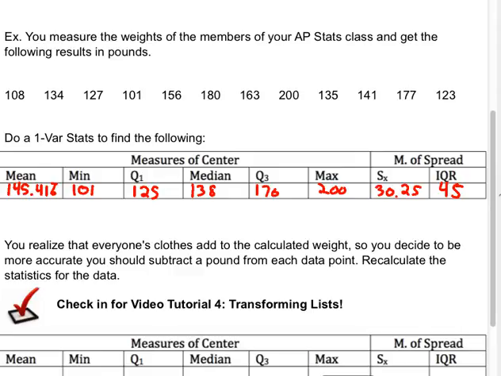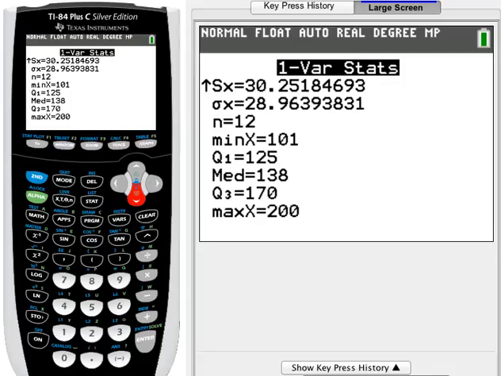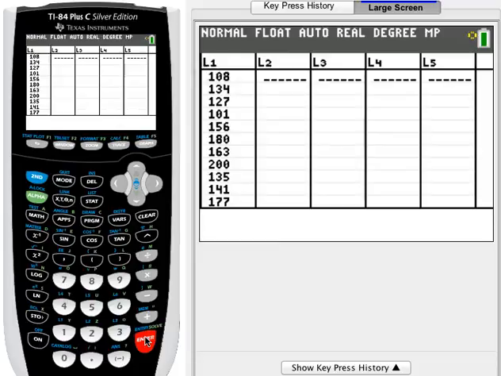So looking at this, now what I want to do is transform this data. You realize that everyone's clothes add to the calculated weight. So you decide to be more accurate, you just subtract a pound from each data point. Recalculate the statistics for the data. All right, so now I realize that these measurements are too heavy. So what I need to do is go back to my calculator and take a pound off of each of these.